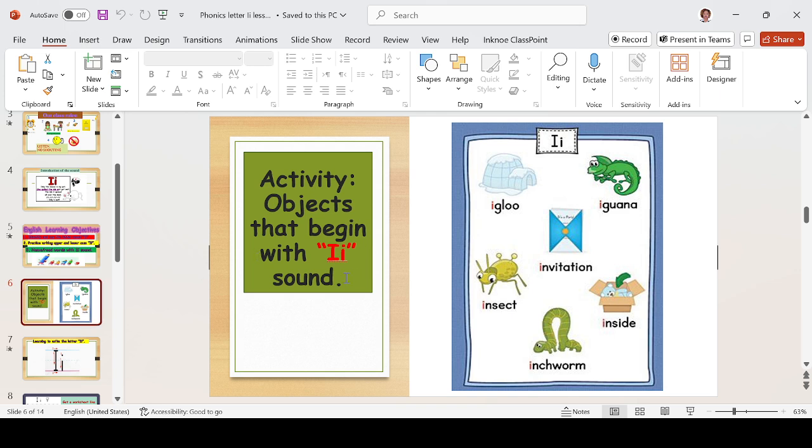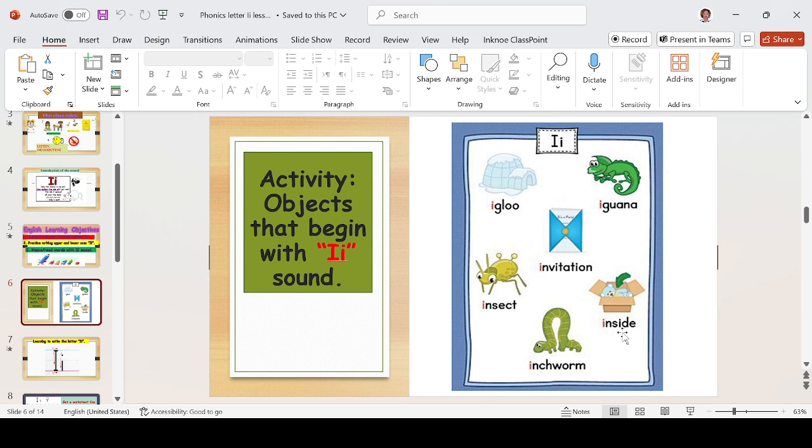Now let's look at the objects that begin with the E sound. On the picture here, I have E for igloo, then E for iguana, then E for invitation, then E for insect. Okay, E for inchworm, then E for inside. Okay, I want you to look around your house. Do you have anything that starts with the E sound?